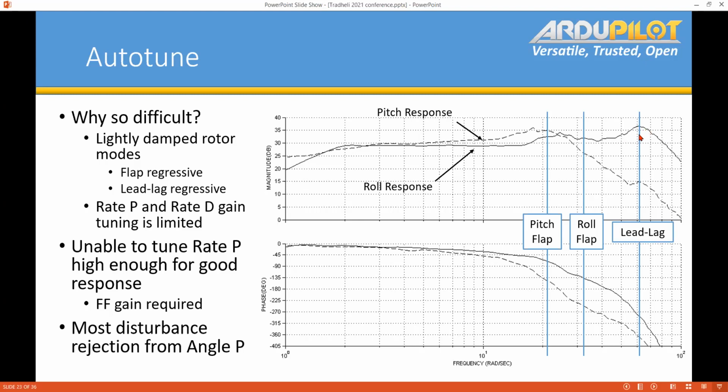And so we can actually excite that as well with our feedback loops. And you can see it also in the pitch axis, but it's at a much lower gain because pitch has higher inertia for our traditional helicopters. So we can't use enough rate P, because we're going to destabilize the rotor, we can't get that rate P high enough to get a good response to control the aircraft well.